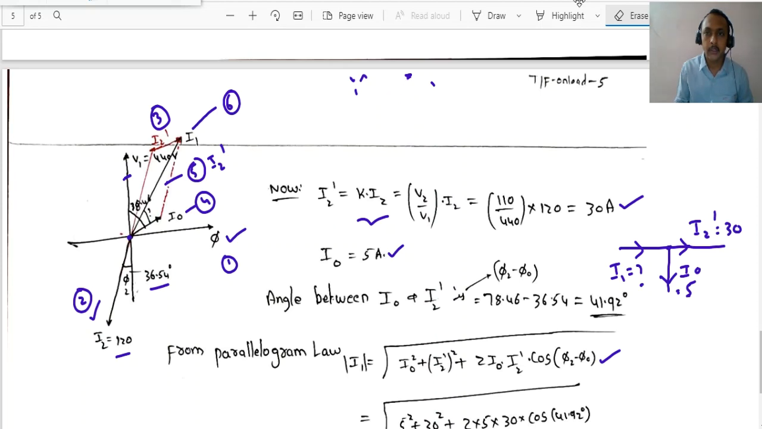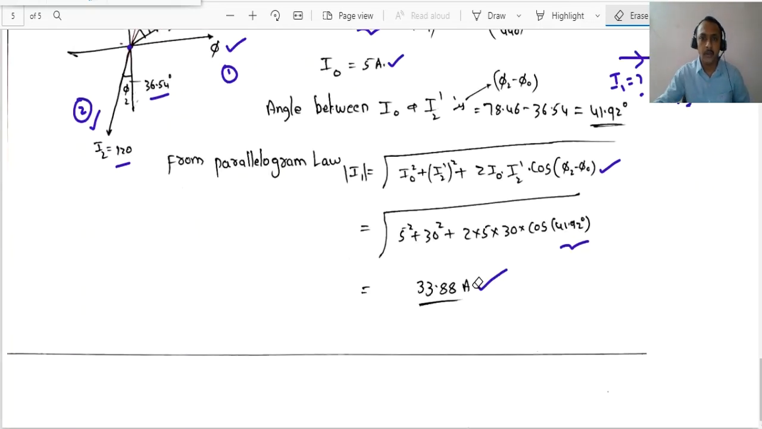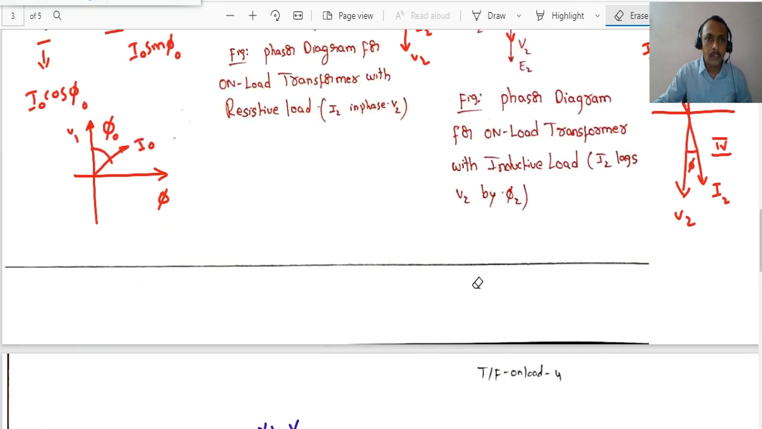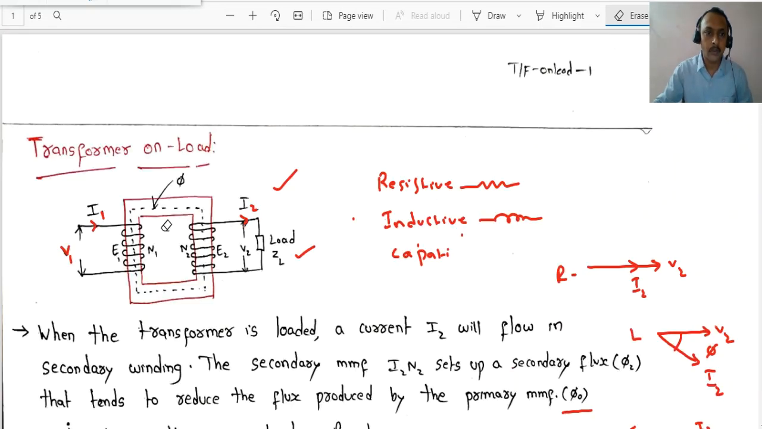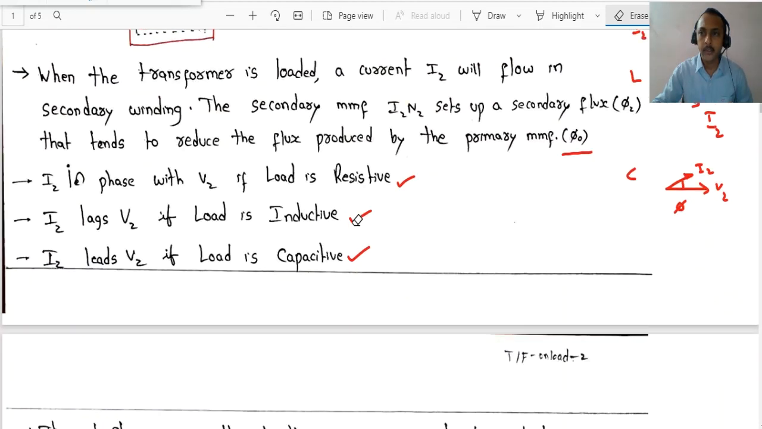So dear students, if a question is given on this topic, please highlight this phasor diagram, with I1 as I0 plus I2 dash. First, this diagram gives a good impression. Indicate the variable names and write their full forms: I1, V1, E1, I2, E2, V2, N2, ZL. That is the first part. Now the key point is, depending upon the load, resistive, inductive or capacitive, the angle will be in phase, lagging or leading.